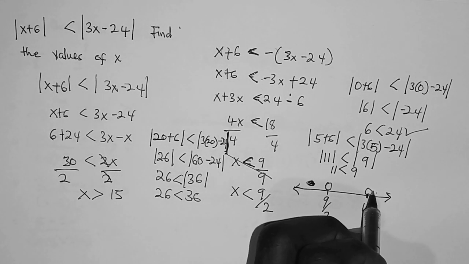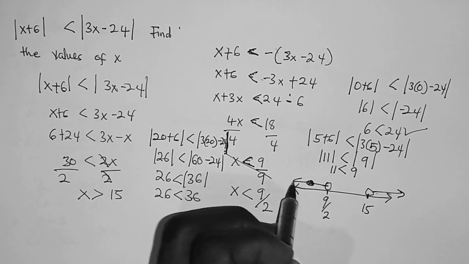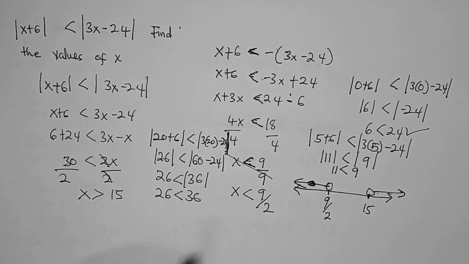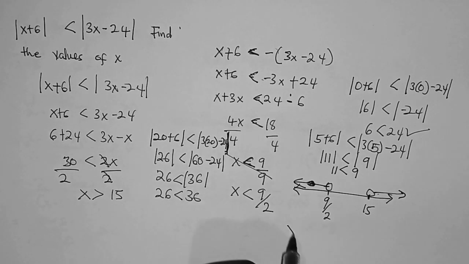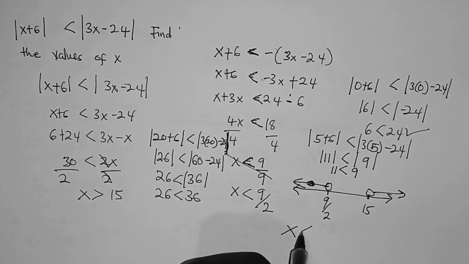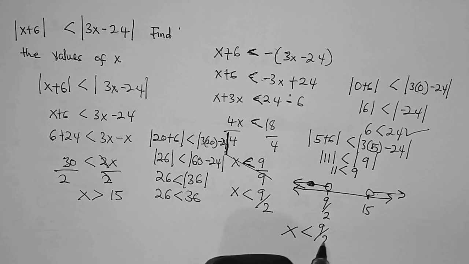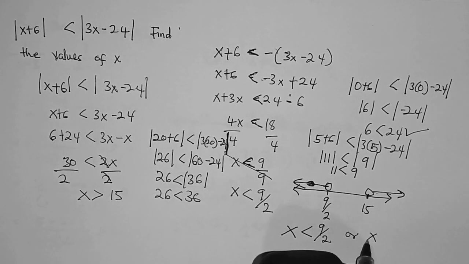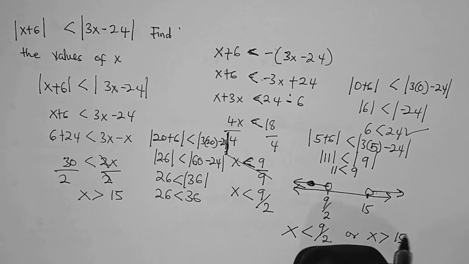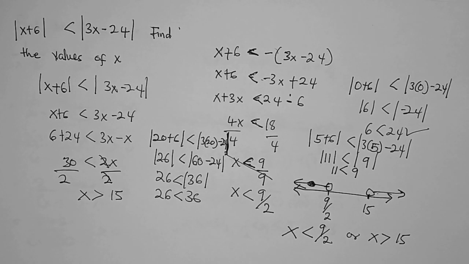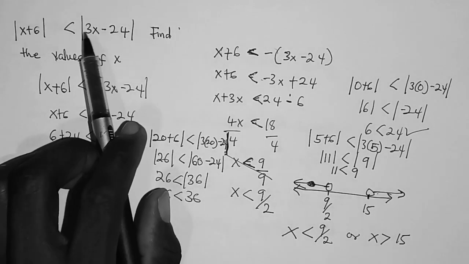So at the end of the day, this is the required region. And therefore, the values of x are x less than 9 over 2 or x greater than 15. So these are the range of values of x for which this inequality stands.